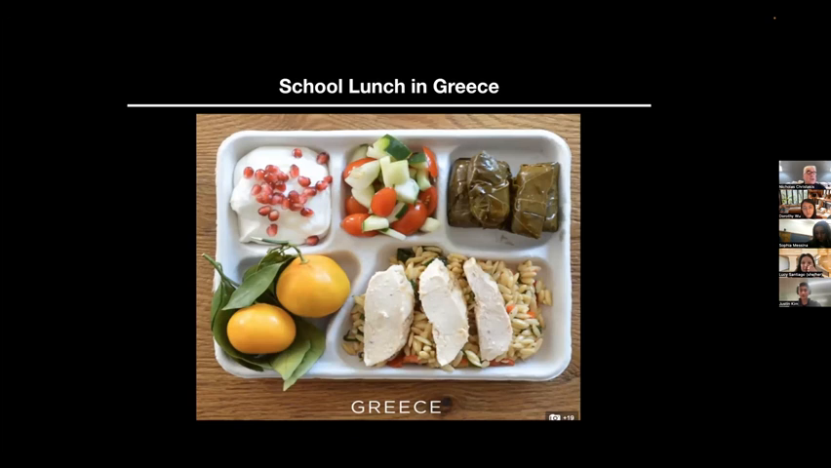Or this is the school lunch in Greece. I can tell you what this is. Those are pomegranate seeds in the upper left on yogurt. And there's a little Greek salad of tomatoes and cucumbers and delicious dolma in the upper right. And there's some tangerines in the lower left and chicken on orzo in the bottom right.